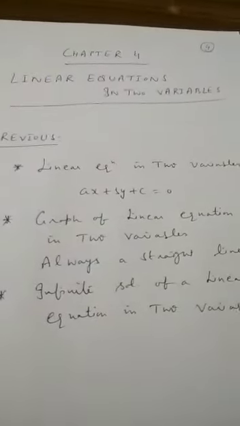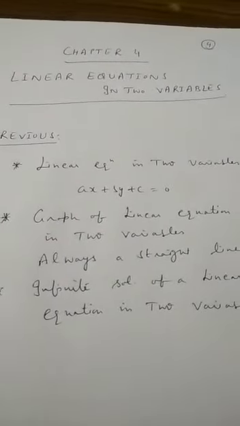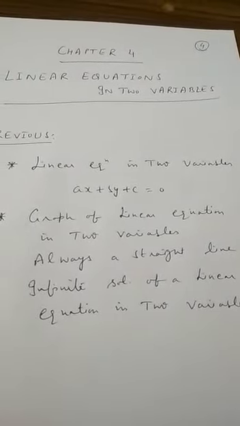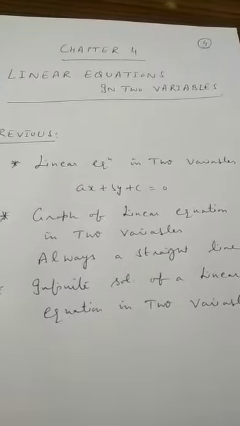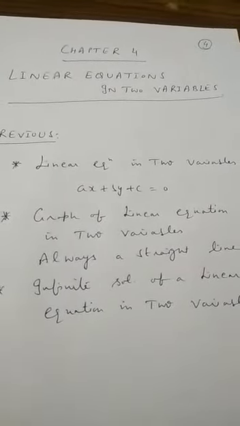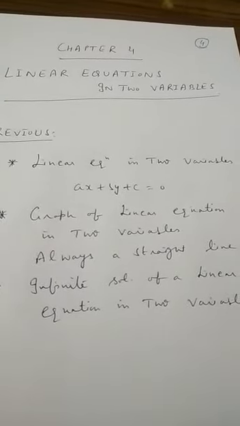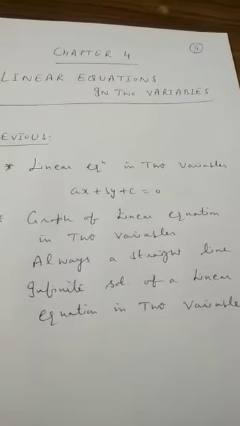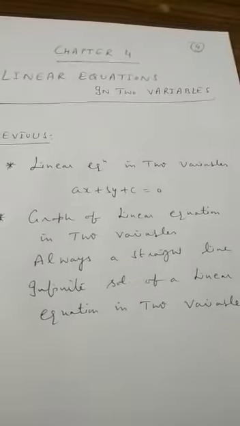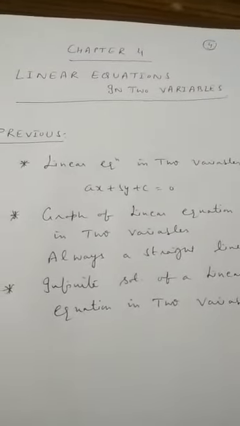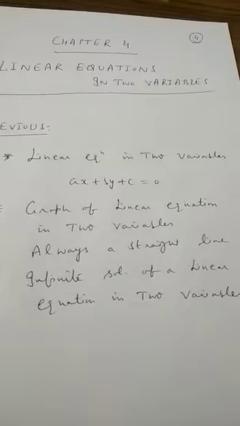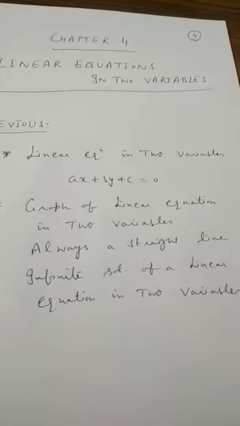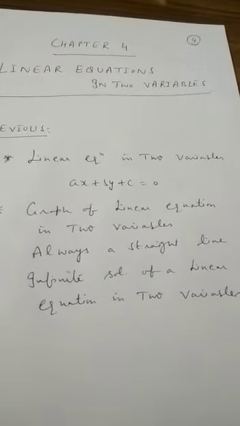Hello students, in the previous video we learned to identify linear equations in two variables in the form ax plus by plus c is equal to 0. We have plotted the graph of a linear equation in two variables. I think you have plotted some more graphs and you will always get a straight line for the correct answer. We also know that a linear equation in two variables has infinite solutions, but for plotting a graph we need only 3 or 4 solutions.